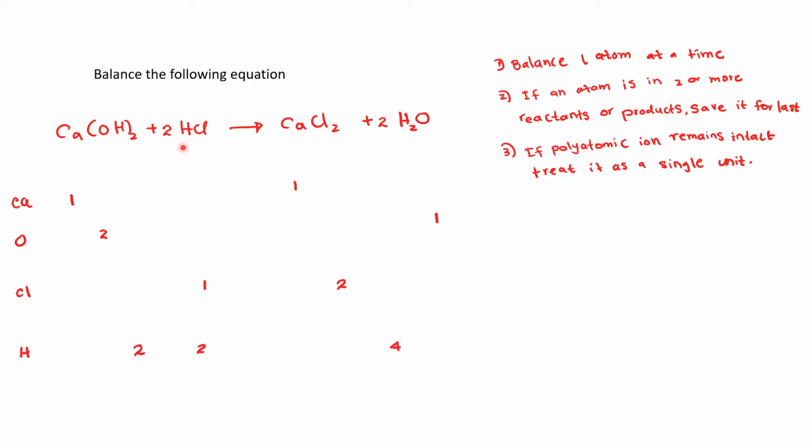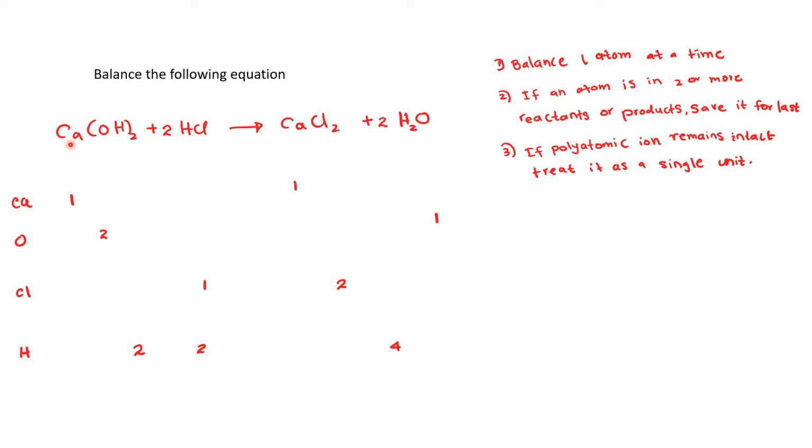Now let's look at the hydrogens. You have 2 hydrogens here, 2 hydrogens here. That makes you have a total of 4 hydrogens in the reactant side. And in this side you have 4 hydrogens as products. So let's look at the whole equation again.